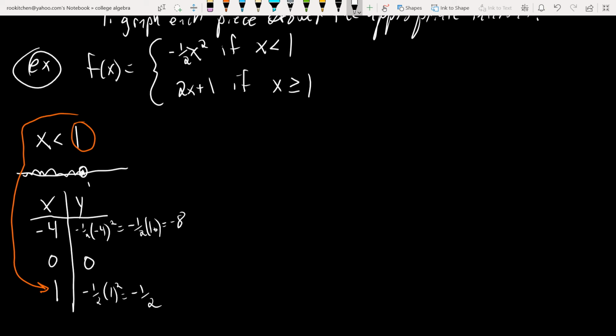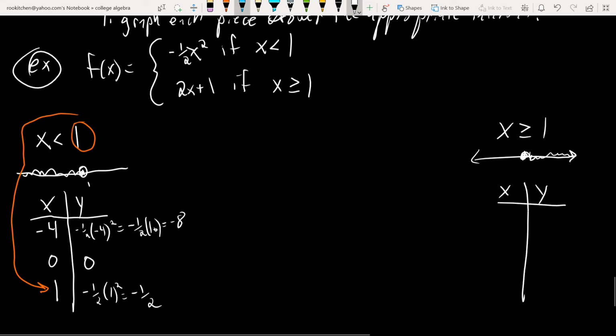Okay, and on the other side, x greater than or equal to 1. On that interval, we're at 1 again, and we'll put a closed dot there, and it's everything above it. We can do a table. And here you want your first point to be that 1 value.